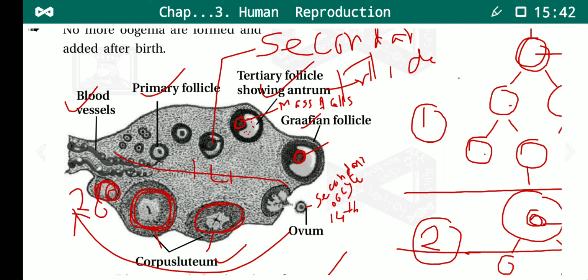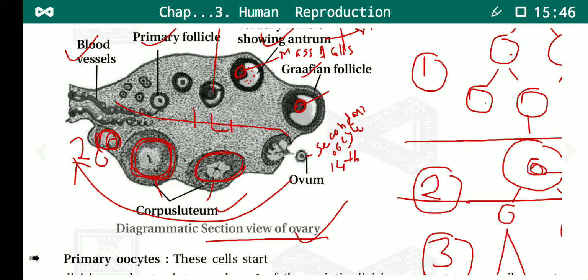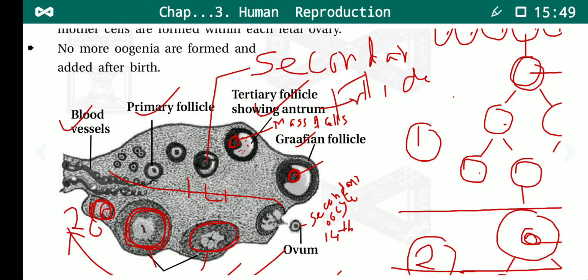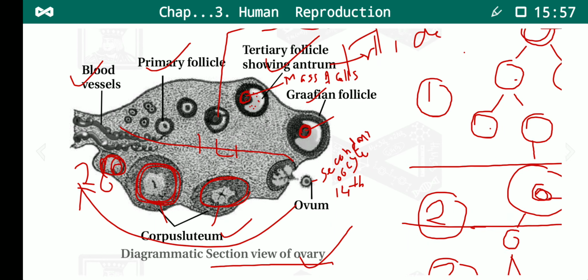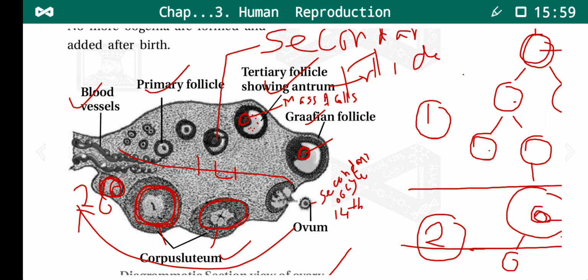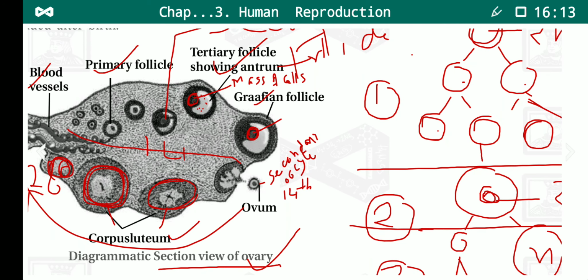In this way, along with the menstrual cycle, this cycle is completed. The formation of the ovum and Graafian follicle is completed in 28 days. If there is fertilization, then the corpus luteum develops and becomes larger and larger, and stops the menstrual cycle for 9 months. So this is the internal structure and the process. Okay, thank you.